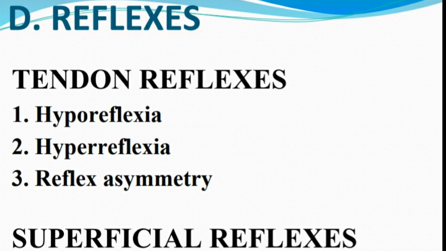Reflexes. Deep tendon reflexes. First, hyperreflexia: increased reflexes occur. Hyperreflexia occurs with an upper motor neuron lesion, but it may also occur with symmetric distribution in certain healthy subjects and in patients under emotional stress.